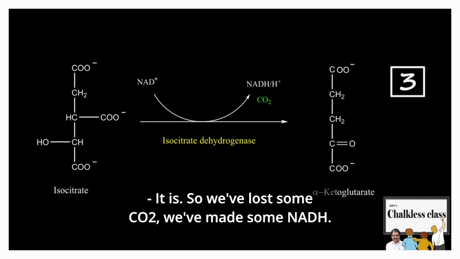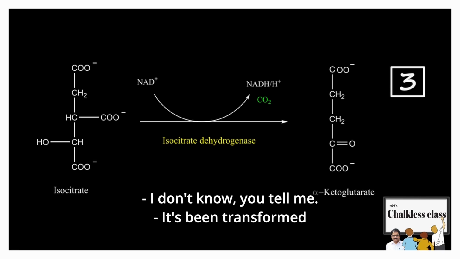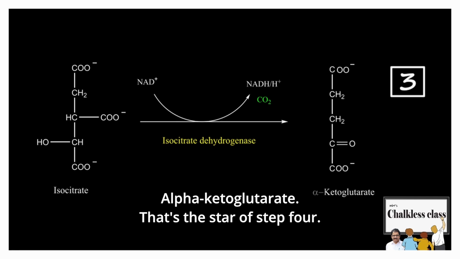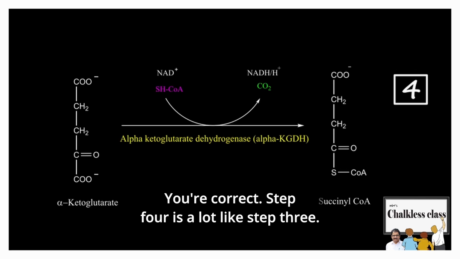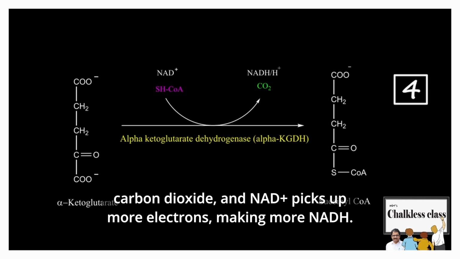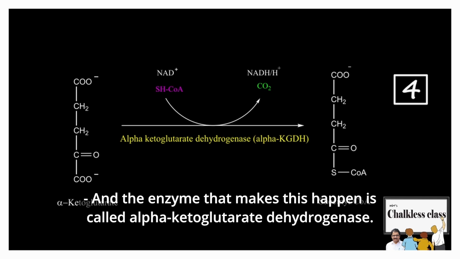It is. So we've lost some CO2. We've made some NADH. What happens to our original molecule? I don't know. You tell me. It's been transformed into a 5-carbon molecule called alpha-ketoglutarate. Alpha-ketoglutarate, that's the star of step 4. You are correct. Step 4 is a lot like step 3. Another oxidation. Yep, alpha-ketoglutarate loses another carbon dioxide, and NAD+ picks up more electrons, making more NADH. So we're doubling down on NADH. This is exciting. And the enzyme that makes this happen is called alpha-ketoglutarate dehydrogenase.